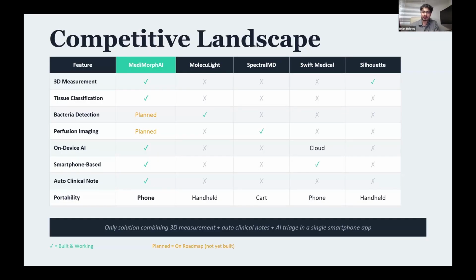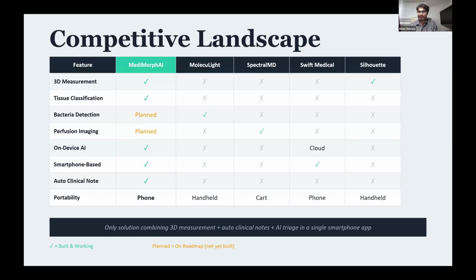In the competitive landscape, there are a handful of players here. Moleculite does bacterial detection with a dedicated handheld device, and then Spectral MD does perfusion imaging, but you need more technology, like a cart, for that to be used. Swift Medical is a phone-based one, but it only does 2D images, not 3D. What makes us stand out the most is that we're combining a 3D measurement, something new to wound care, with that tissue classification and that auto-generated clinical notes into a single smartphone app. And this can be easily accessible by anyone, such as a nurse and even potentially home care as well.